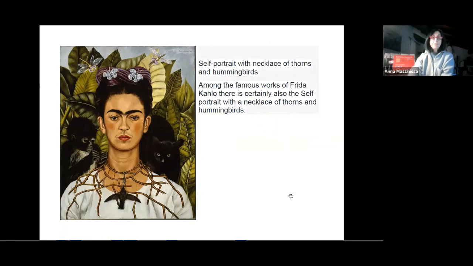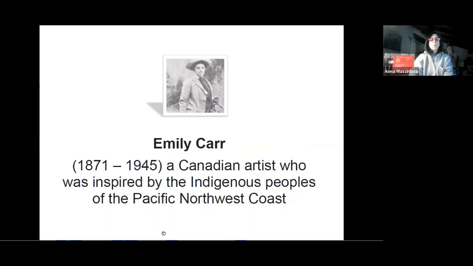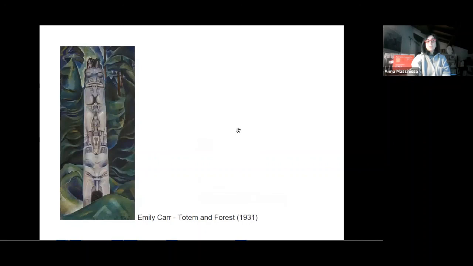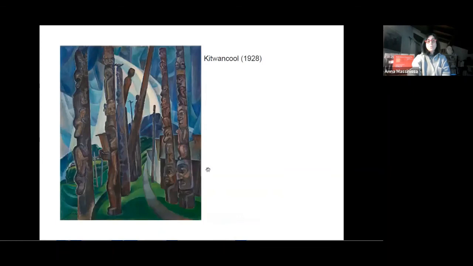And this is Emily Carr, who was born in 1871 in France, but then she lived all her life in Canada. So she's recognized as one of the most famous painters in Canadian art at the beginning of the century. And she used to paint a lot about the local art and the local history. This is a totem that she had in the forest just close to her house. This is another city of totem.